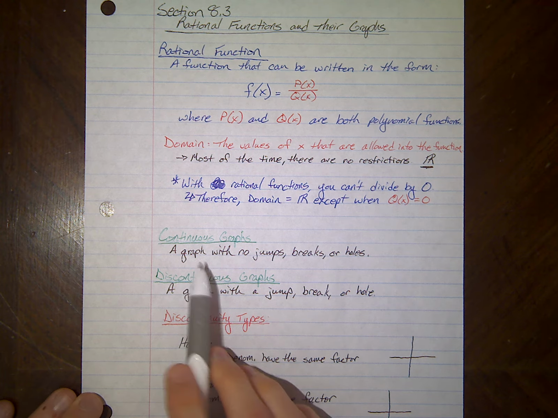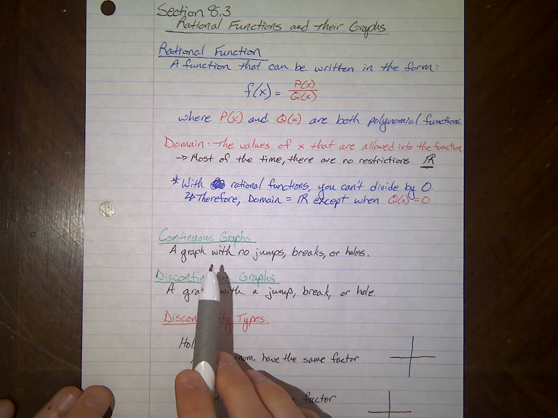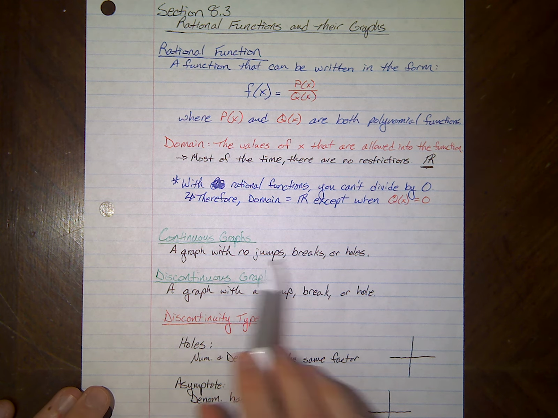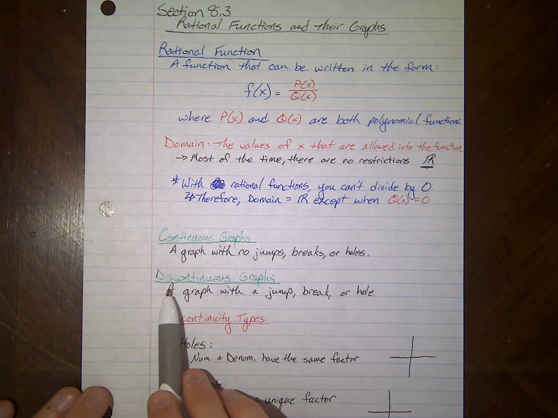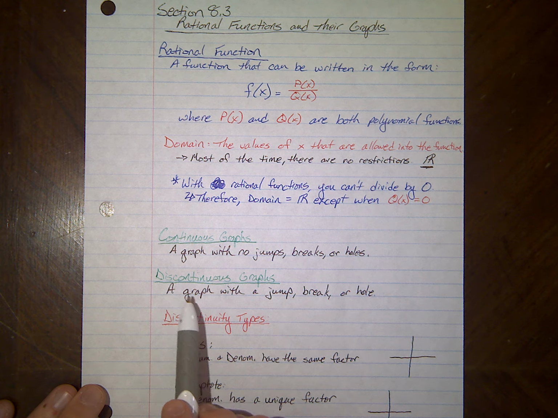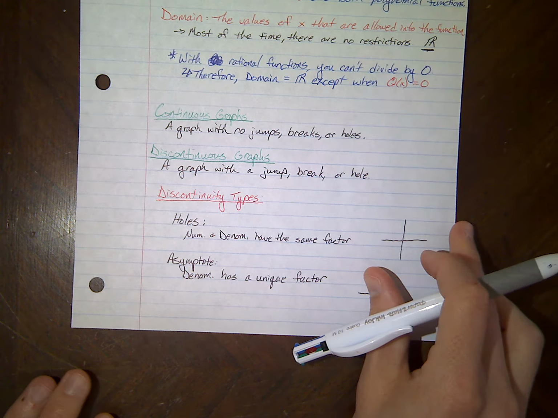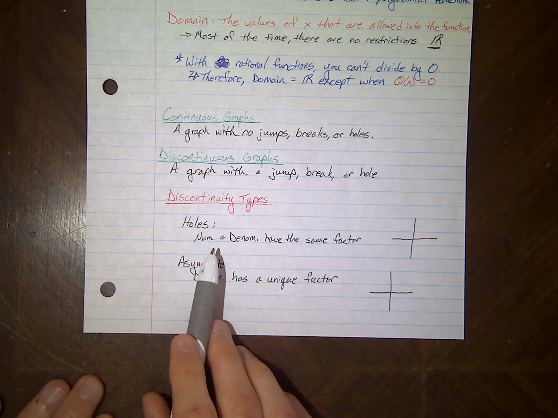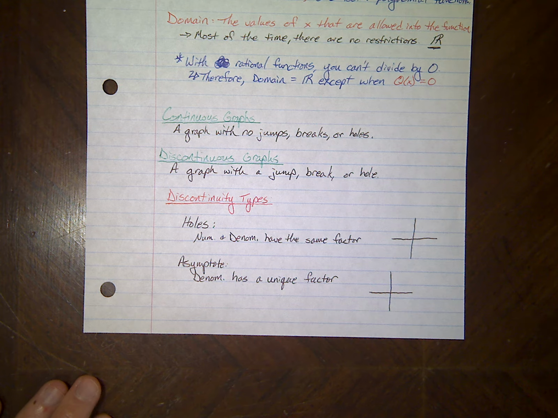Two more definitions. A continuous graph: most of the graphs that we've talked about in Algebra 2 and up to this point are continuous. It's a graph with no jumps, breaks, or holes. Logically, a discontinuous graph then would be a graph with a jump, break, or hole. So let me talk about what those look like. Two discontinuity types. The first one is called a hole, and that is when the numerator and the denominator have the same factor.